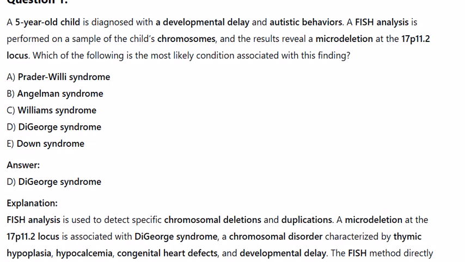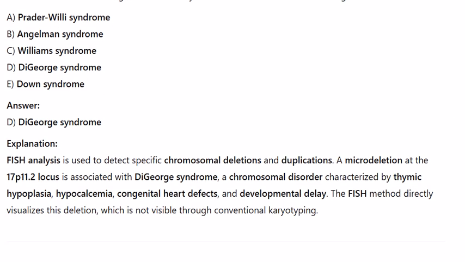Explanation. FISH analysis is used to detect specific chromosomal deletions and duplications. A microdeletion at the 17p11.2 locus is associated with DiGeorge syndrome, a chromosomal disorder characterized by thymic hypoplasia, hypocalcemia, congenital heart defects, and developmental delay. The FISH method directly visualizes this deletion, which is not visible through conventional karyotyping.